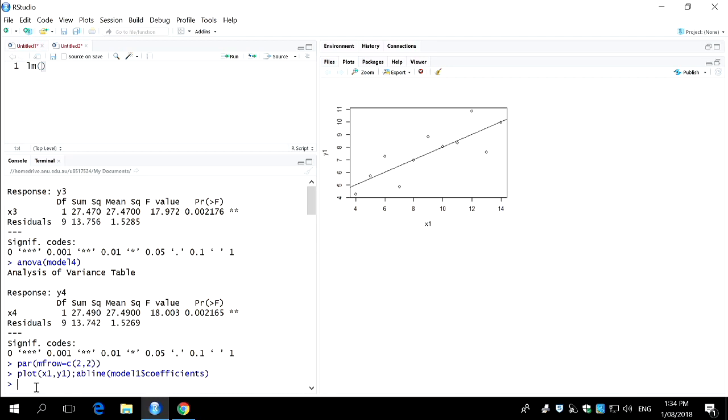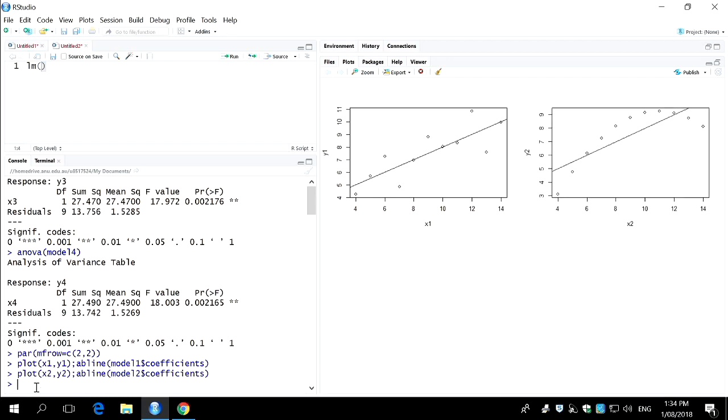So, looks all right? Straight line, pretty good. Let's do the same for x2 and y2. What do you reckon? It's the same line.